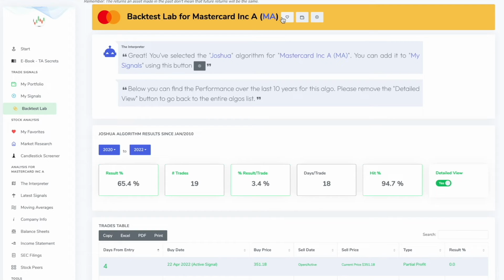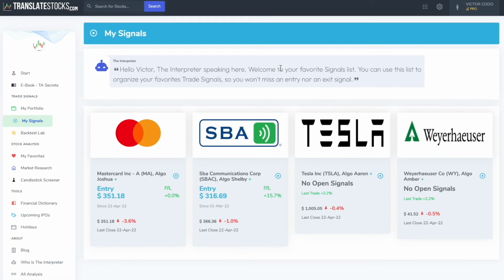future ones. So we can come up here on the top of the page from left to right. You can click here to save this stock to your list of favorites, and here you can save MasterCard to your portfolio. And we can click this button to save the Joshua algorithm for MasterCard to our list of signals, which we can access from the left panel. Let's click on it. Here is our list of signals.